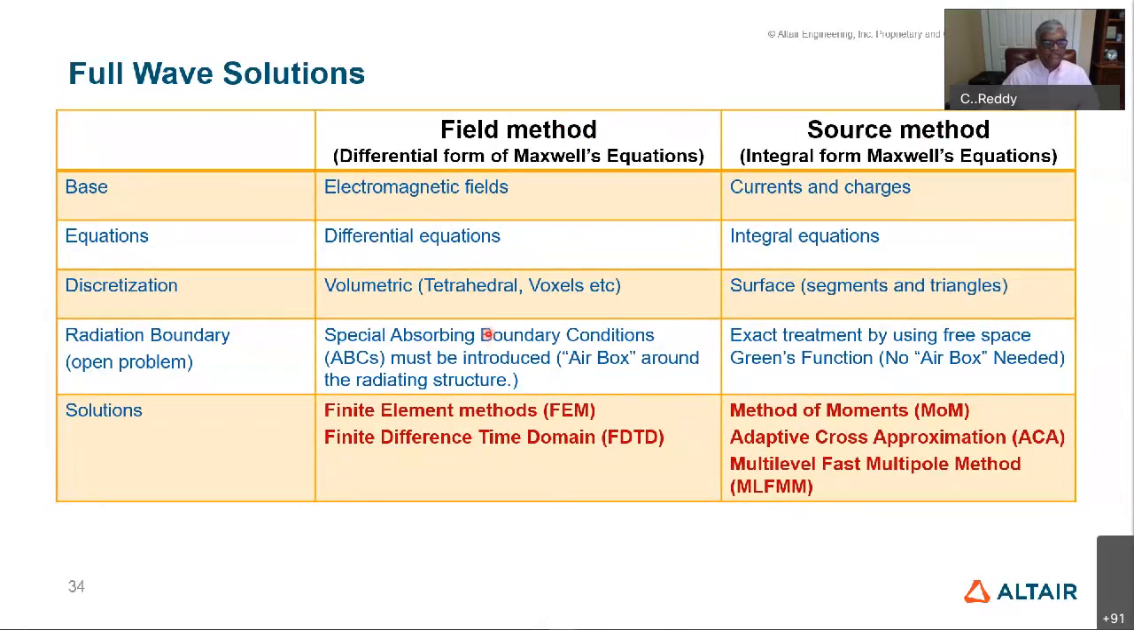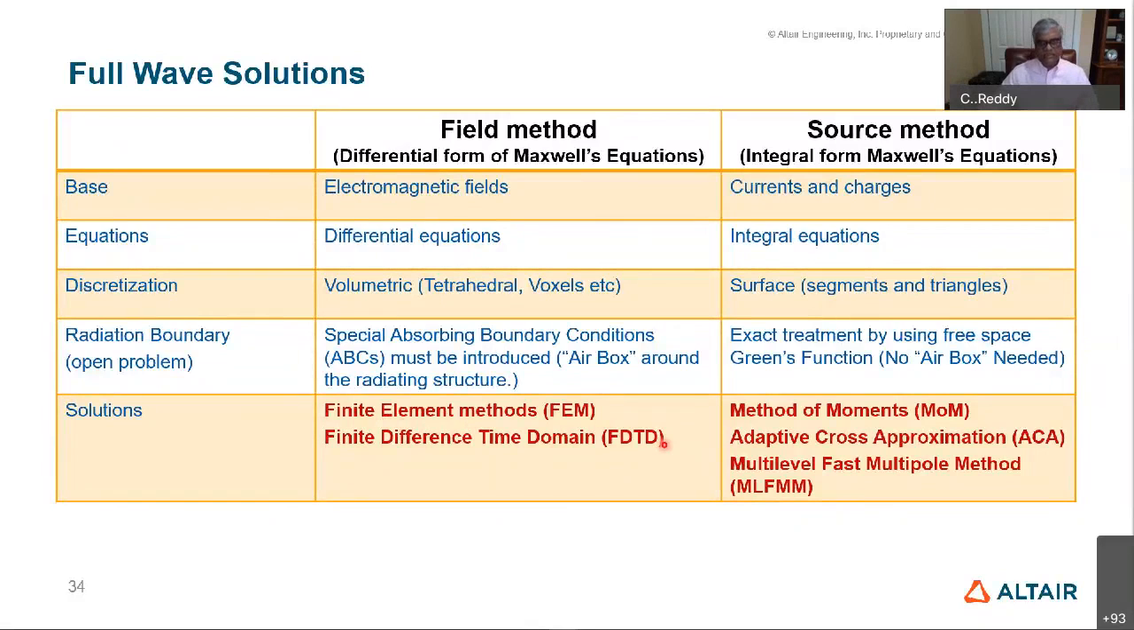But you need special absorbing boundary conditions. Sometimes they call it an air box around a radiating structure to be able to simulate that waves are going to infinity. This differential form of solution cannot simulate that, so you have to use these special absorbing boundary conditions. Probably most of you might have used the finite element method and FDTD.